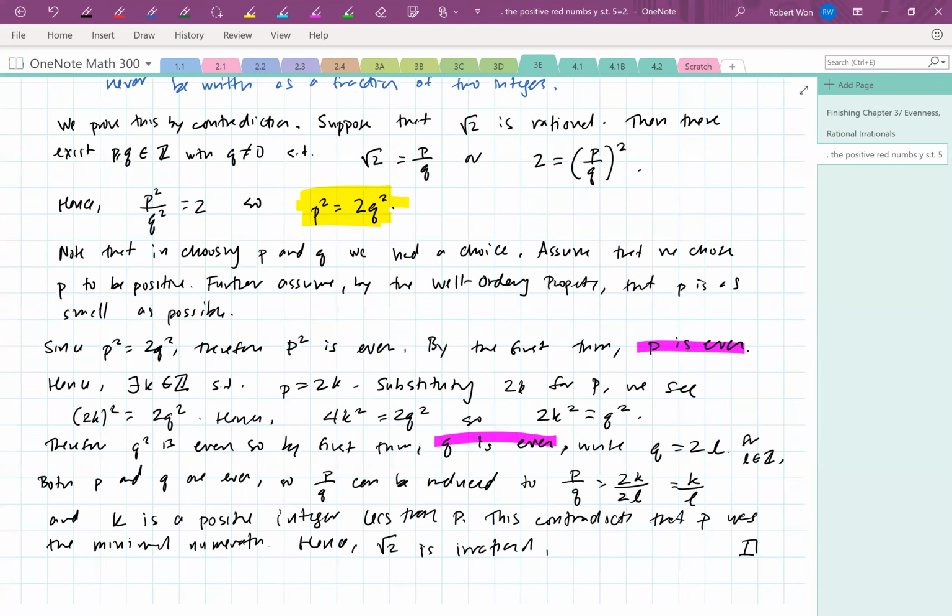And so to get a contradiction, one thing you need to do is assume that the fraction is as simplified as possible. It's like at the beginning, I assumed the fraction was as simplified as possible, and then I proved that you could simplify it, which is a contradiction. Okay, very famous theorem, very famous proof.